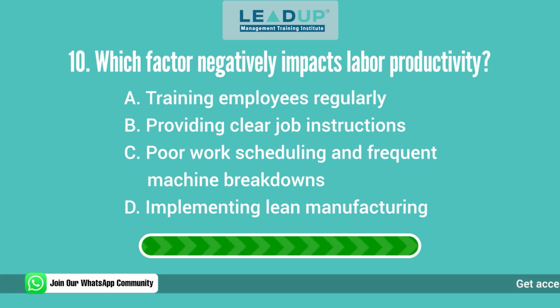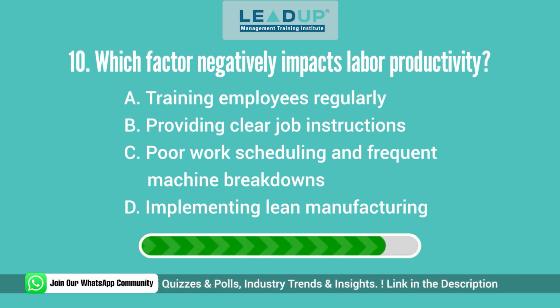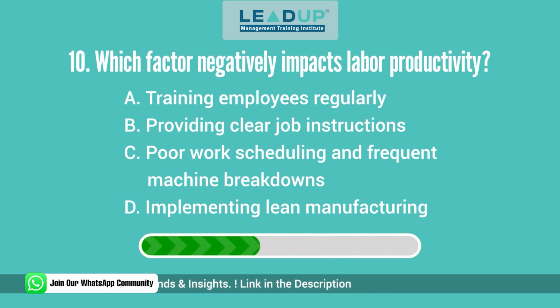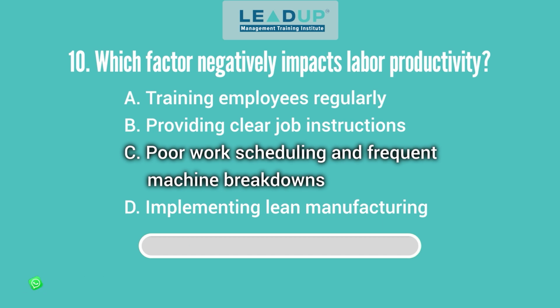Question 10. Which factor negatively impacts labour productivity? A. Training employees regularly. B. Providing clear job instructions. C. Poor work scheduling and frequent machine breakdowns. And D. Implementing lean manufacturing. The answer is poor work scheduling and frequent machine breakdowns.